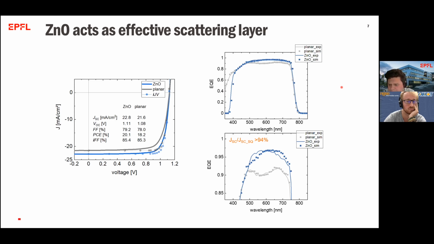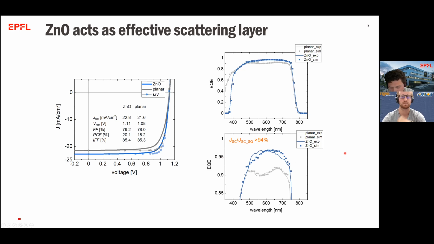What is quite striking is, for one, the planar simulations and experimental results are extremely close together. The same holds true for the nano-textured one, even though there's a small discrepancy. But what is quite interesting is that we get well above 95% in the important range, let's say. And overall, if you take the maximum current that you could get at this band gap, and you compare the current that we get from the integrated EQE, we are somewhere in the 94-95% range.